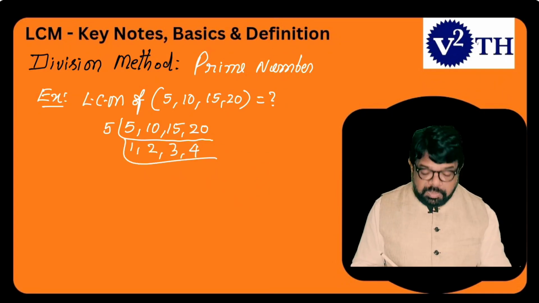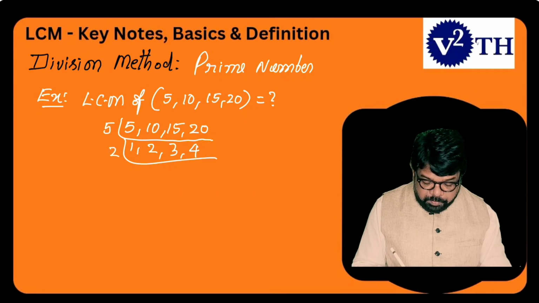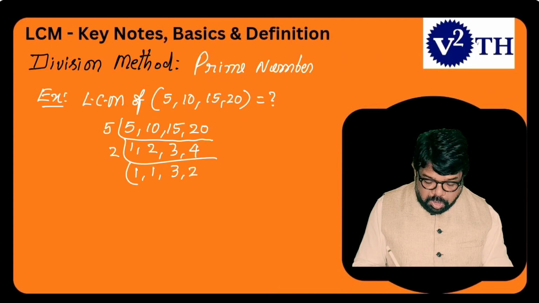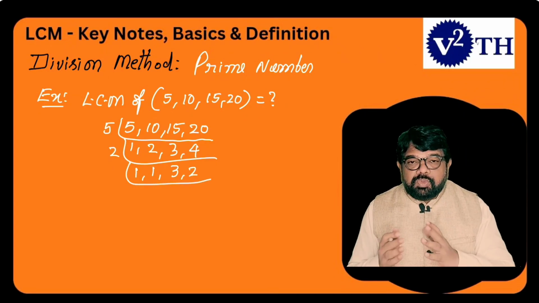Again take a prime number that divides at least 2 numbers. Now we take 2. 2 ones are 2, 3 is not divisible, so take it as it is, 2 twos are 4. Now again take a prime number that divides at least 2 numbers.